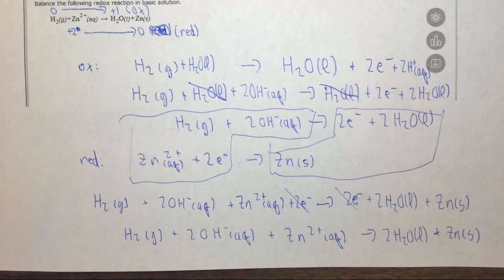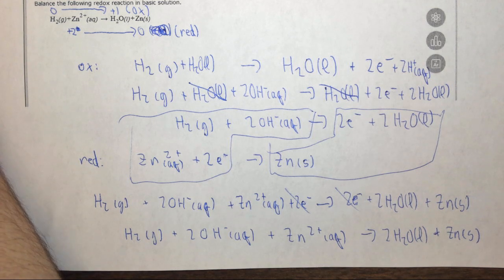So these are quite a lot of work, but you basically do them both as if they're an acid, and then you fix the one that's in base by adding the appropriate number of OH minuses to both sides, as was shown here.